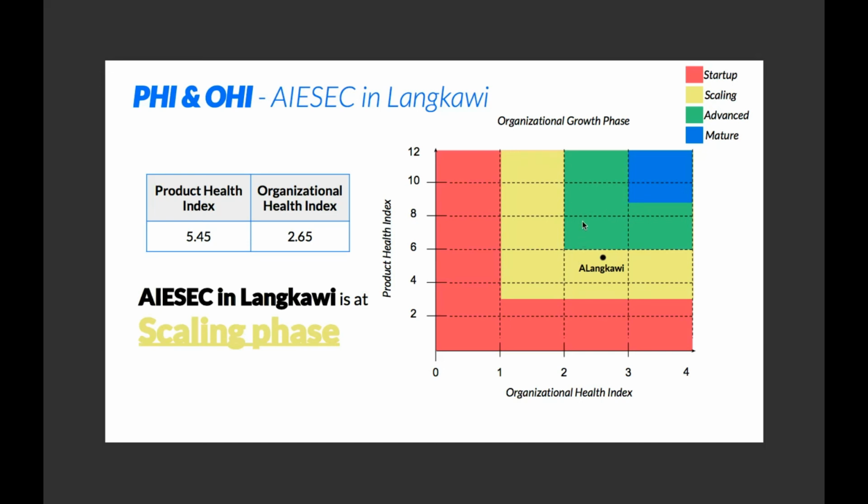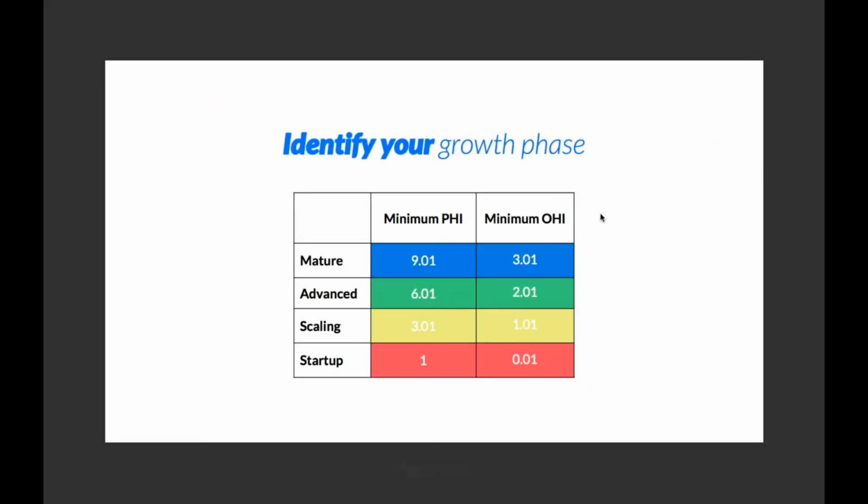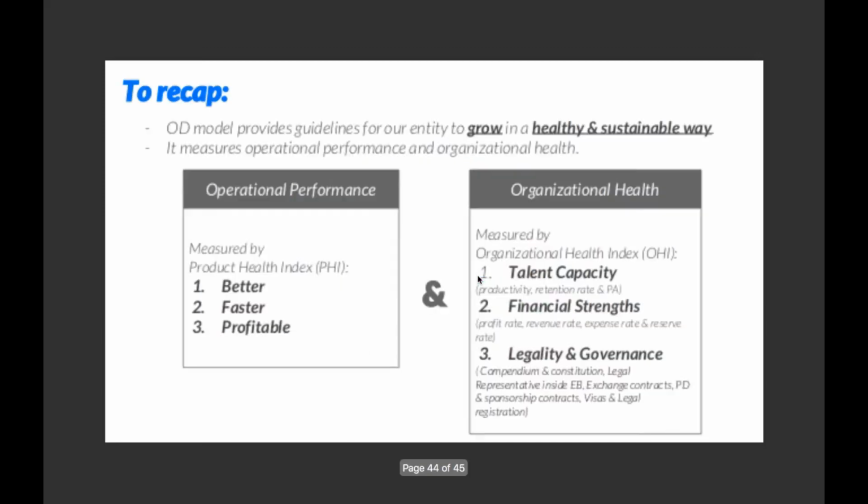So this is how you can look at the model and come out with the focus strategy to help you jump from the current stage, which is scaling, to the more advanced stage, which is the ideal stage. So this is the minimum product health index for each stage, and the minimum organizational health index for each stage. This helps you identify your growth phase.